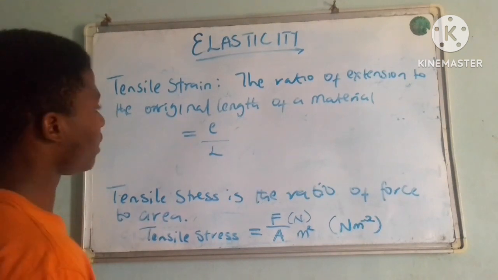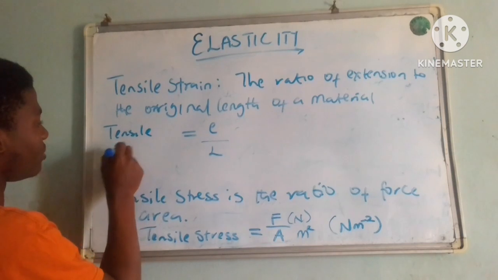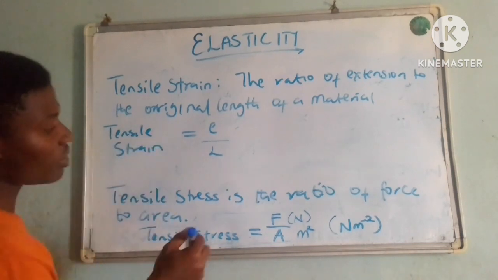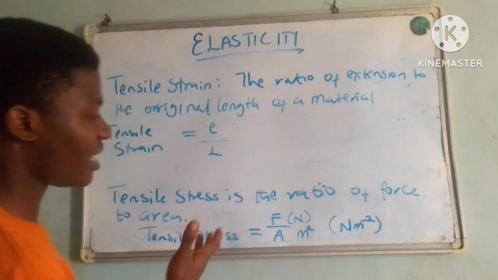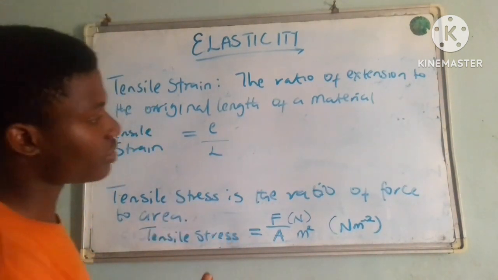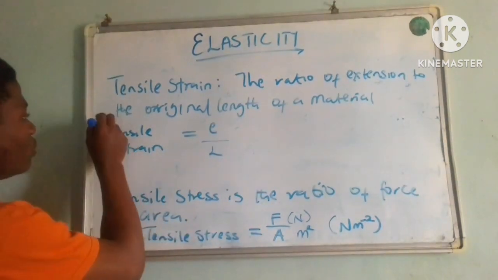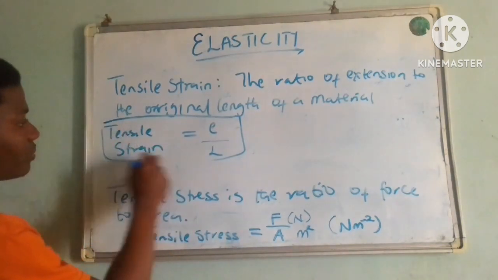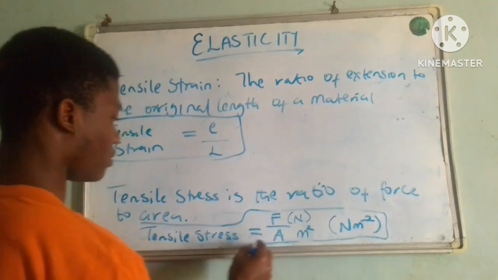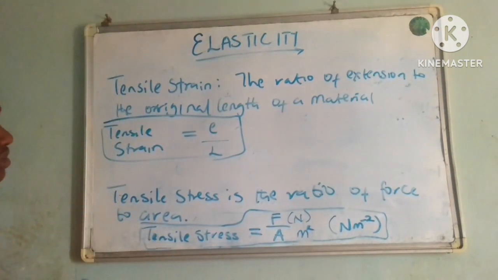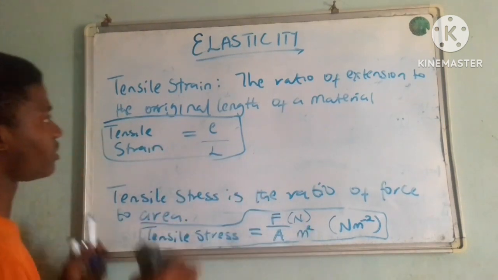So now you know the formula of tensile strain. You also know the one for tensile stress. We'll be using these in order to get the formula of Young modulus. So note this, and also note this. This is the formula of tensile strain, this is the formula of tensile stress.